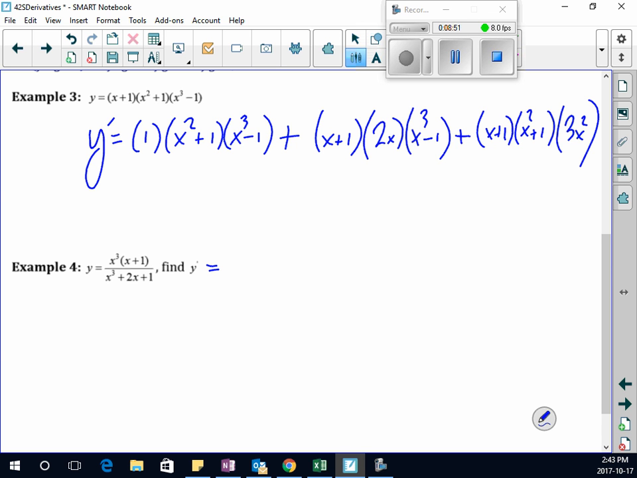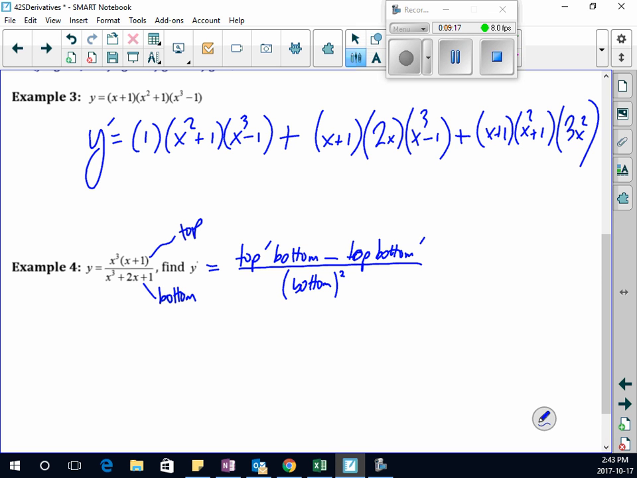Okay? So I'm going to label this top and this bottom. Does everybody know that y prime is going to equal the derivative of the top times the bottom, subtract the top times the bottom derivative, divided by the bottom squared? Does everybody agree that that is true? Okay, now here's the thing. The top derivative is the only problem that we foresee. Why? Because it is a product. So when we do the top derivative, we have to do the product rule. Okay, so let's try it.